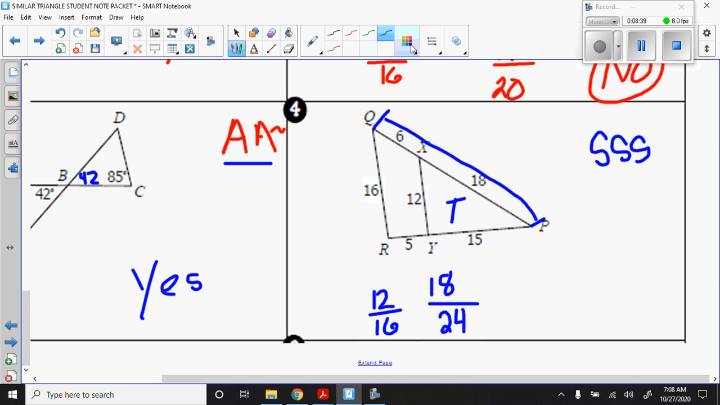The bottom of the small triangle is 15, and the bottom of the big triangle is 20. Now I'm going to check these decimals. 12 divided by 16 is 0.75. 18 divided by 24 is 0.75, so I'm good so far. And then 15 divided by 20, all 3 decimals are 0.75. These are similar using side, side, side. All right, there's that one.